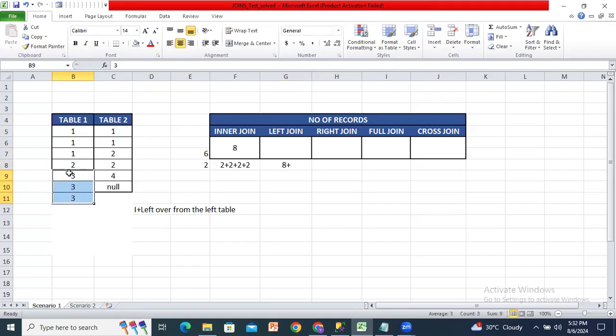Then what is left over in table 1, the left table? Table 1 is the left table in our scenario. So three records are available. 8 plus 3, 11. So the left join is 11. Simple. Similarly, vice versa, right join.